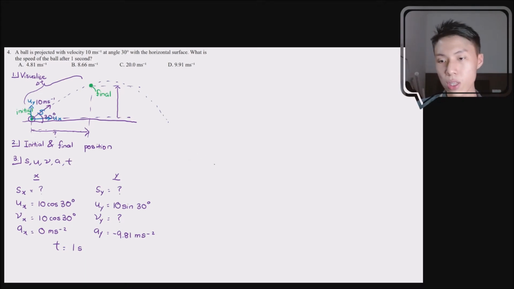Okay, so now we have all the values already. We move on to the fourth step. The fourth step is to pick a suitable equation to determine what we want.